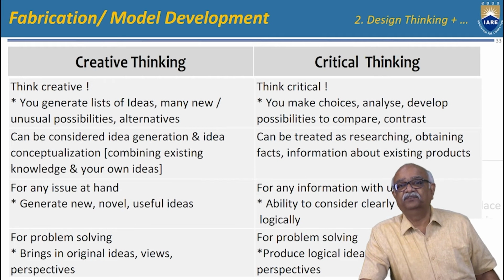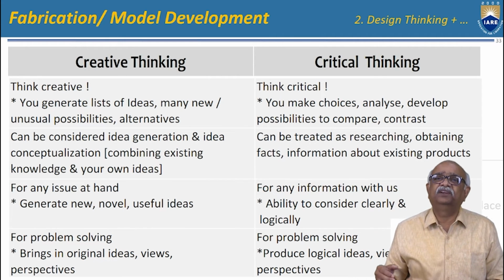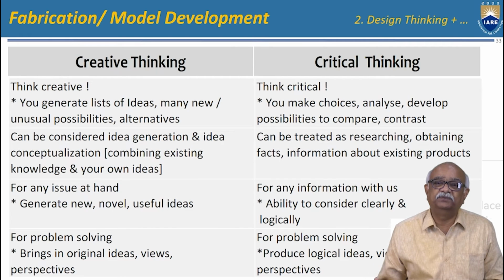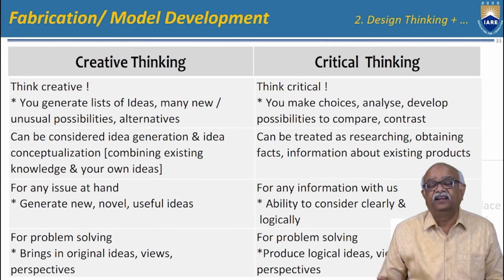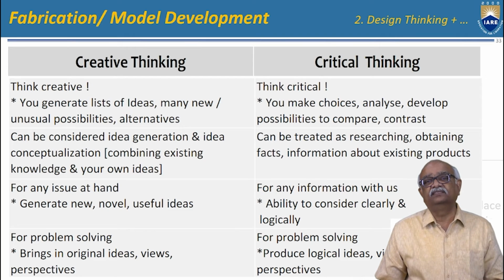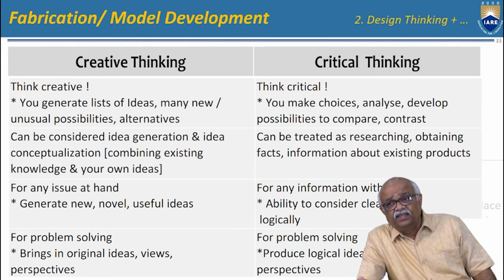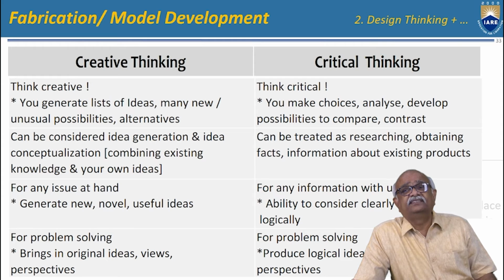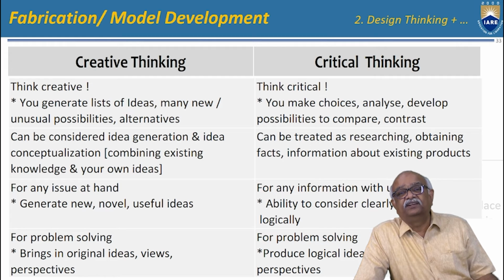For example, creative. Creative means you are generating a lot of ideas. You are thinking of new possibilities. You are thinking of alternatives. Whereas critical thinking means you have a lot of choices. You will select from that. You will analyze all the things and you will take it. And you develop possibilities by comparing, by contrasting, by looking at it from earlier experiences. You will not select all the things. You will select very specific things. And it is not that you will just try that, get an idea. In creative, it has to be open and you have to generate new.